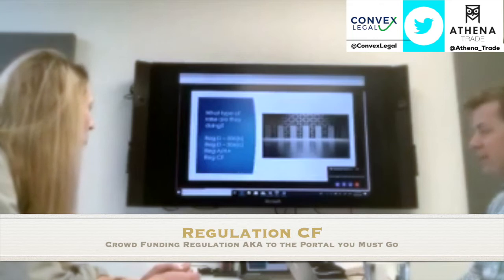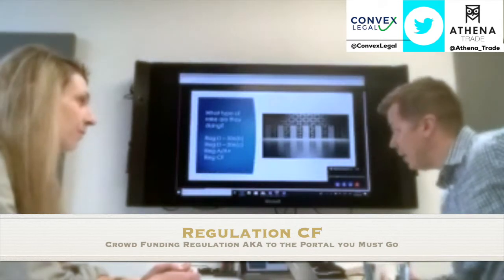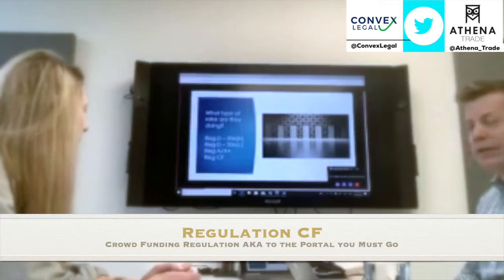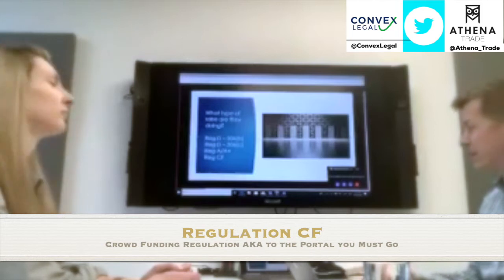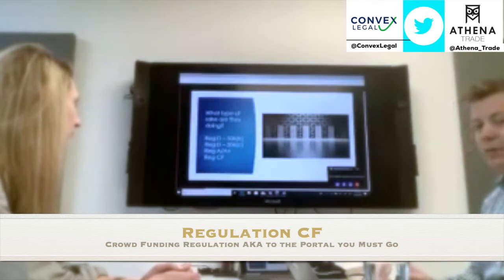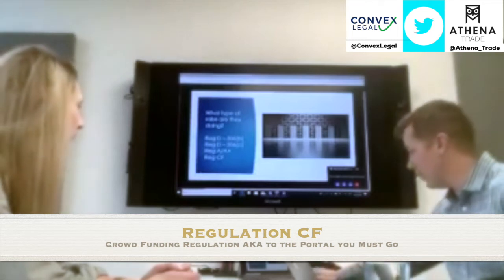And then Reg CF is the crowdfunding regulation. We're not really going to focus on it too much because it's not very popular success-wise. You can talk about your raise, that you're doing a raise, but you have to point the customers or potential investors to the portal that has the details of the raise. So for that reason, you can say what you want, but not about the details. Just send them to the portal. So that one's simple. We won't go any further with that.